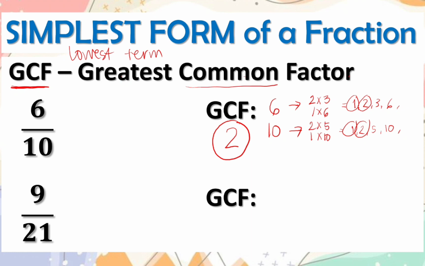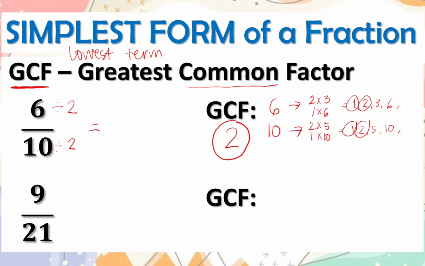So, anong gagawin natin sa GCF kapag nakuha na natin siya? We will divide the GCF to the numerator and the denominator. So, in here, let's go back to our example. We have 6 over 10. So, yung 2 na GCF natin, we will divide it with our numerator, which is 6. So, 6 divided by 2. And then, to our denominator, which is 10. So, we will have 10 divided by 2.